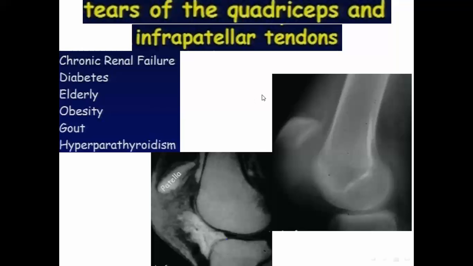Tears of the quadriceps and infrapatellar tendons will result in elevation of the patella. The patella will be shifted up. This occurs in chronic renal failure, diabetes, elderly, obesity, gout, and hyperparathyroidism. It weakens the infrapatellar tendons, resulting in upward displacement of the patella.